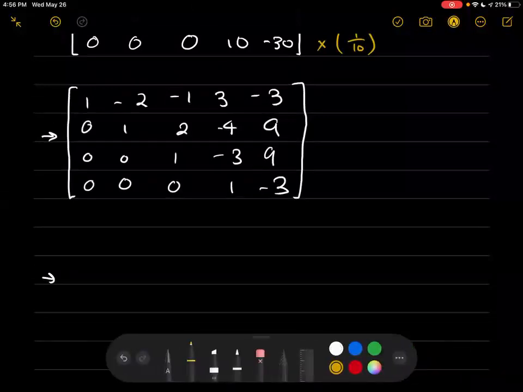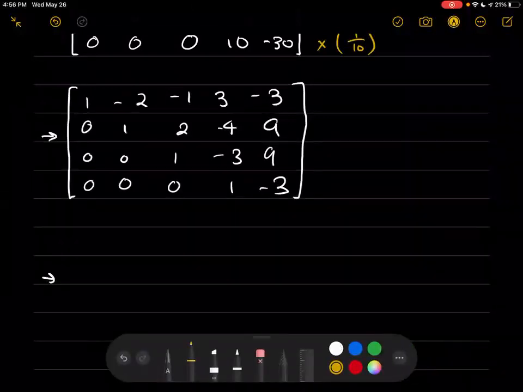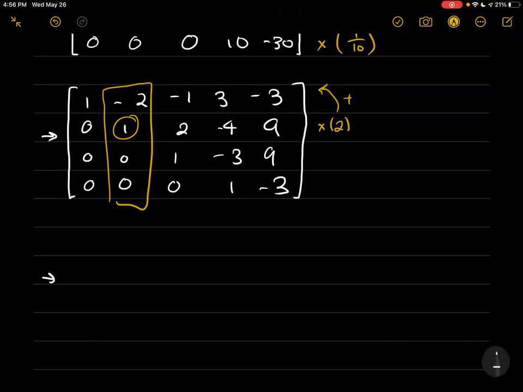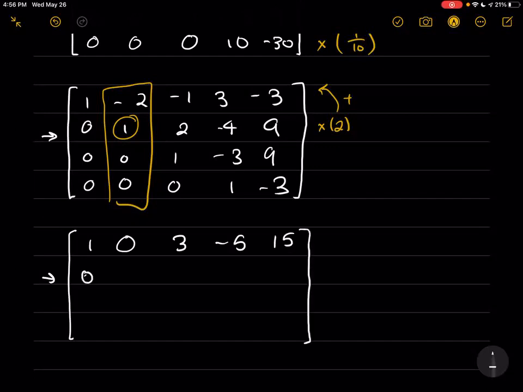Looking at this matrix, if we just go ahead and look at this first column first, we want to take this one and we want to cancel that -2 above it. So to do that, I'm going to multiply this row by 2 and add it to the first row. Let's speed this process up a bit. I think we get 0 plus 1 is just 1, and then we're going to get a 0 here. And then if you do the math out, I think we get 3, -5, and 15. And then the other rows are unchanged.